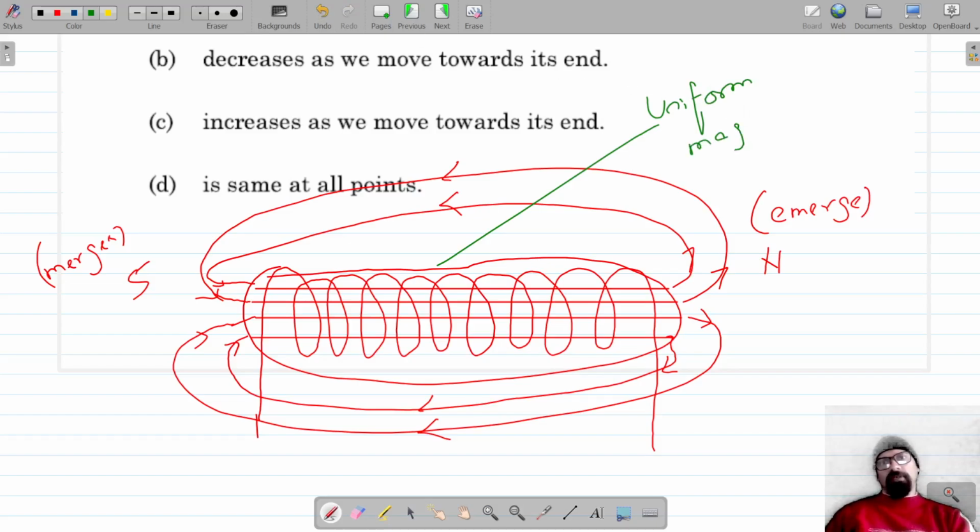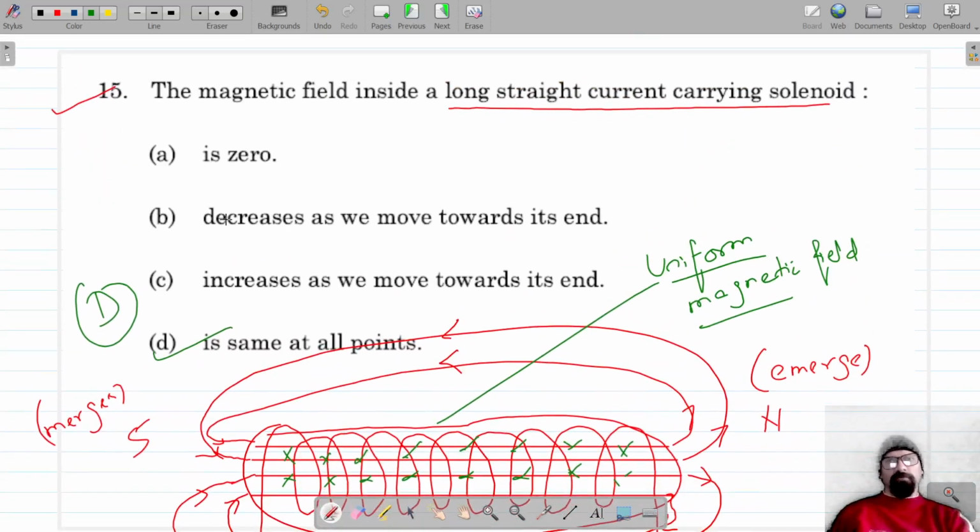Uniform magnetic field means that the magnetic field is the same at all points, represented by the parallel set of arrows. So whatever point you take inside the solenoid, the magnetic field is the same. So D is the correct option for question number 15.